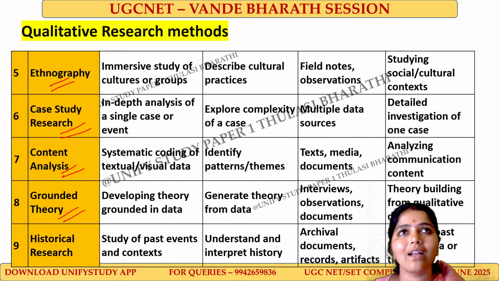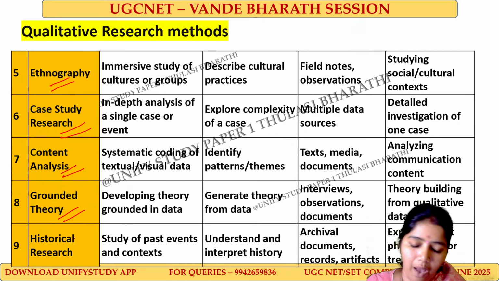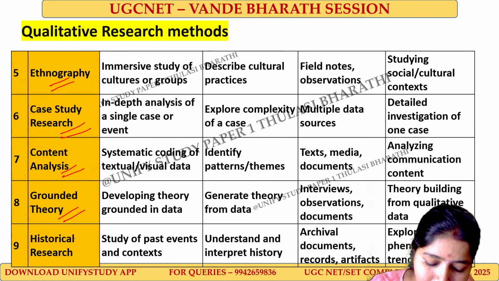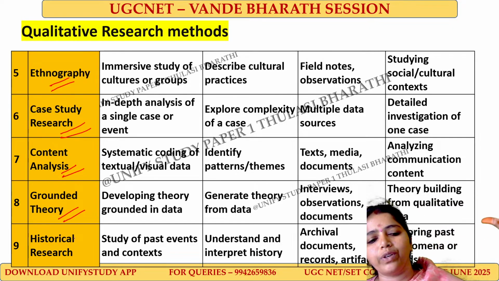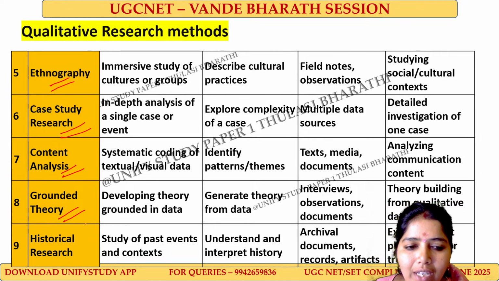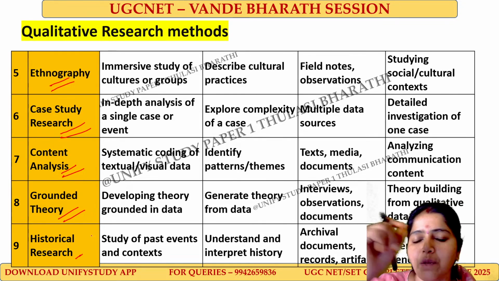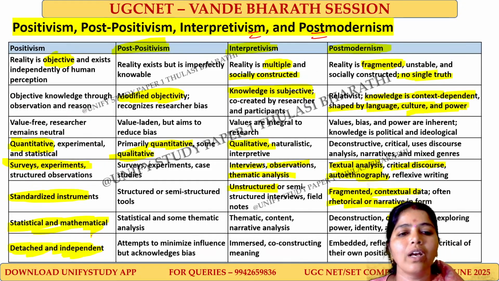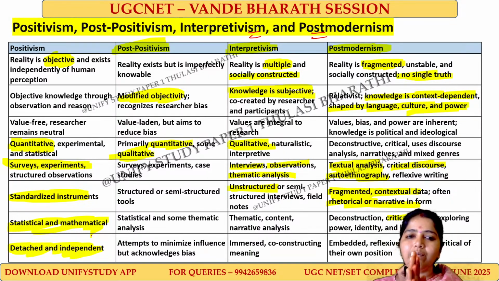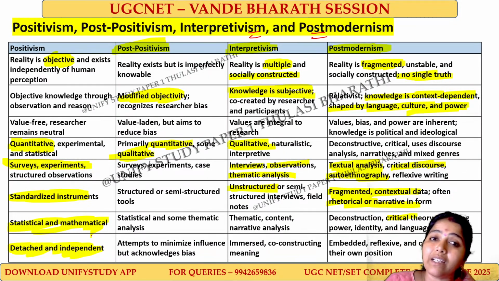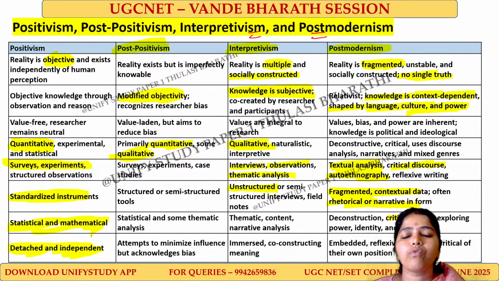And next we move to grounded theory. Grounded theory means I will be taking data, exploring the data, and finally I develop a new theory out of it. It's called grounded theory. Historical research we have studied before, getting the significance of events that happened in the past, right? Very good. Next comes a very important topic: research paradigms. There are 4 different research paradigms: positivism, post-positivism, interpretivism, postmodernism.